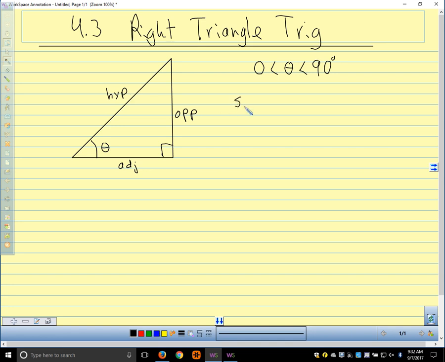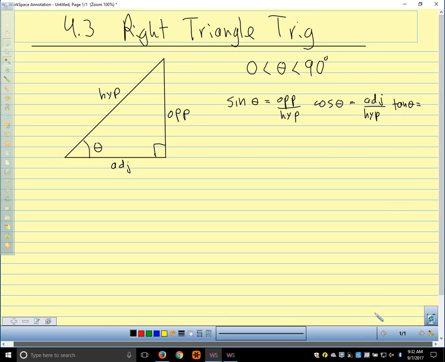So I'm going to say, and hopefully these quantities are familiar, sine theta is opposite over hypotenuse. Cosine theta is adjacent over hypotenuse, and tangent theta is opposite over adjacent.